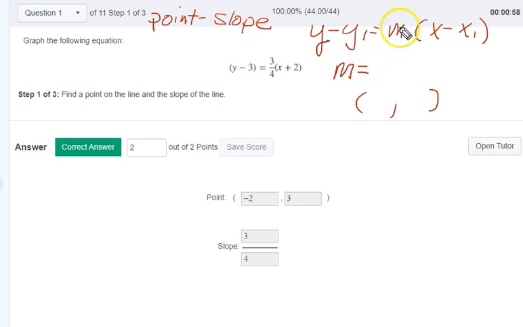Well, we look to see what's in the M position, which is 3/4. And then we're looking for what is our X value, what is our Y value, keeping in mind that it's the reverse of the signs that we see here. So our X value here would be a -2, and our Y value here would be a +3. And that's what you see as the answer.